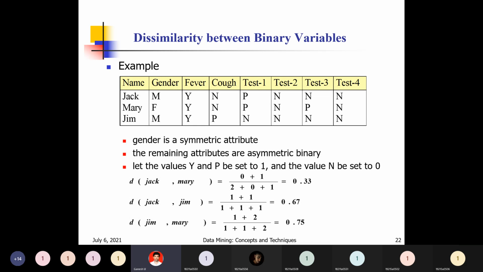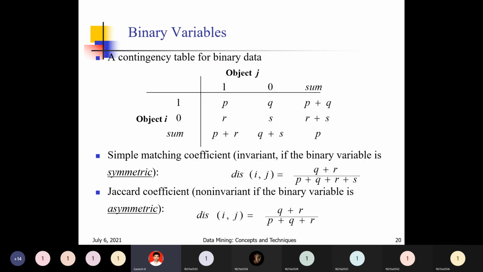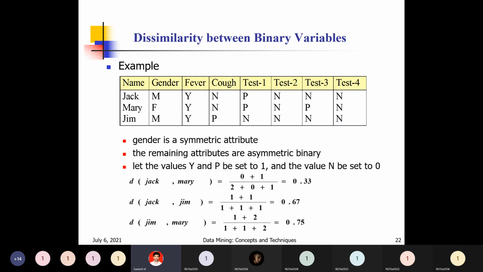Next, is 1 0 there or not? 1 0 is nothing but Q. Now R means 0 1. Is any 0 1 there now? Just find out the number of 0 1s. 0 1 means negative positive. Only one negative positive is there. That's why 0 plus 1.